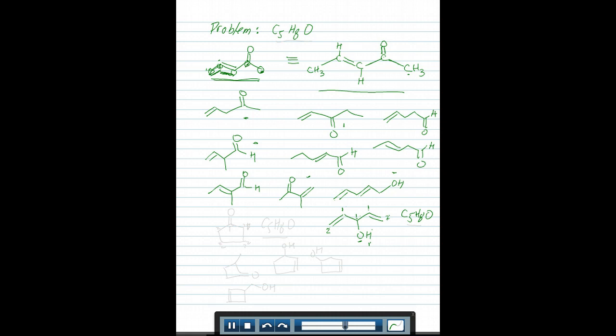Now let's make it even more interesting: you can even have cyclical compounds and the formula is still the same. So 1, 2, 3, 4, 5 carbons. So that's C5. How many hydrogens? There's 2 here, 2 here, 2 here, and 2 here, for a total of 8. How many oxygens? 1. Notice, all the same formula, but the structure is different.